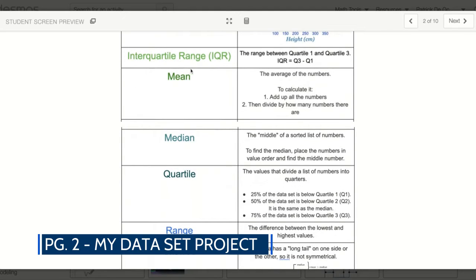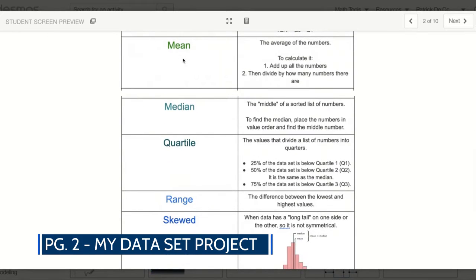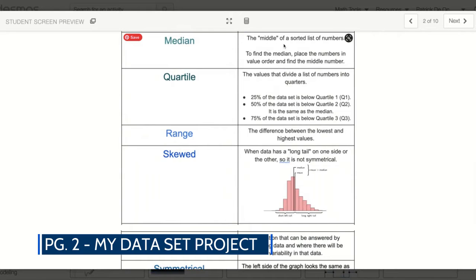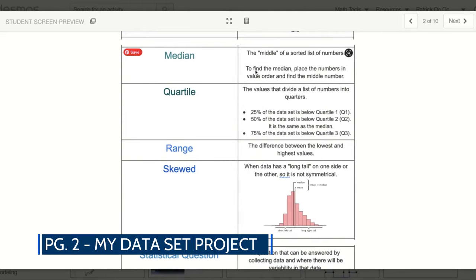An interquartile range is also known as IQR. The IQR is the range between quartile 1 and quartile 3. To find the IQR, you take Q3 minus Q1. The mean. The mean is the average of the numbers. To calculate the mean, you add up all the numbers and then you divide by how many numbers there are. Median. The median is the middle of a sorted list of numbers. To find the median, place the numbers in value order and then find the middle number.